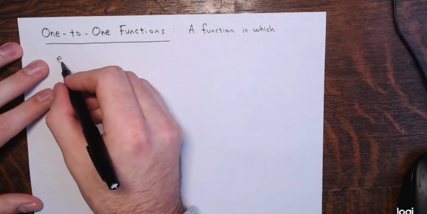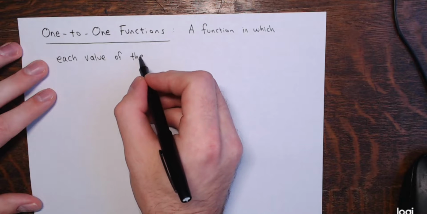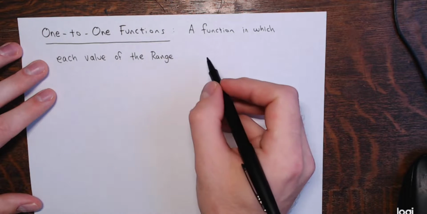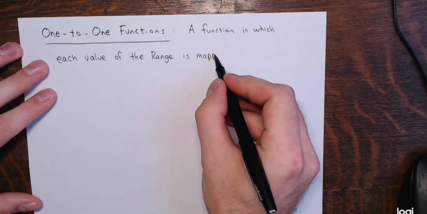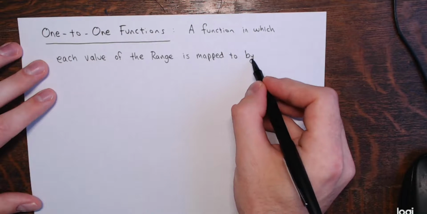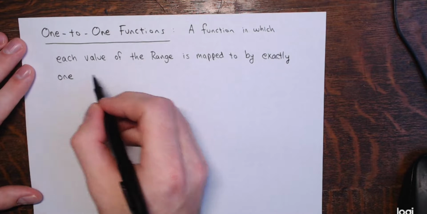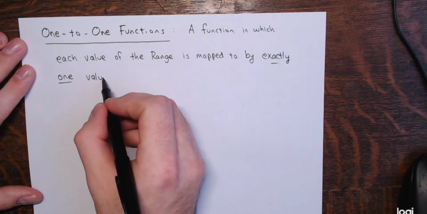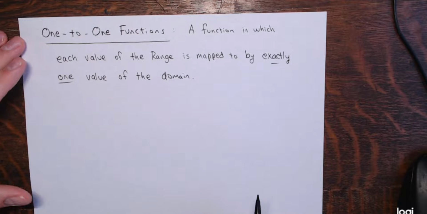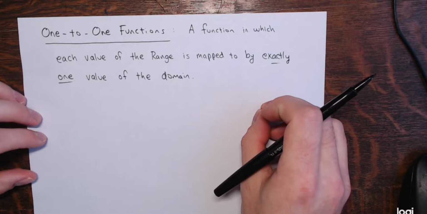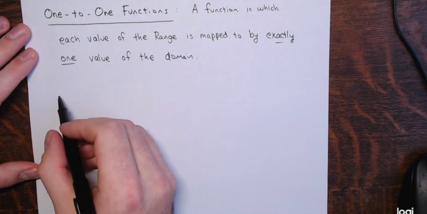each value of the range is mapped to, or corresponds with, exactly one value of the domain. So not only is every input going to exactly one output, but every output is gone to by exactly one input. So some examples here.